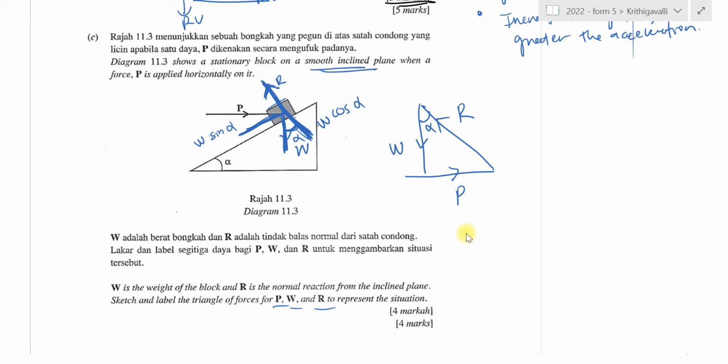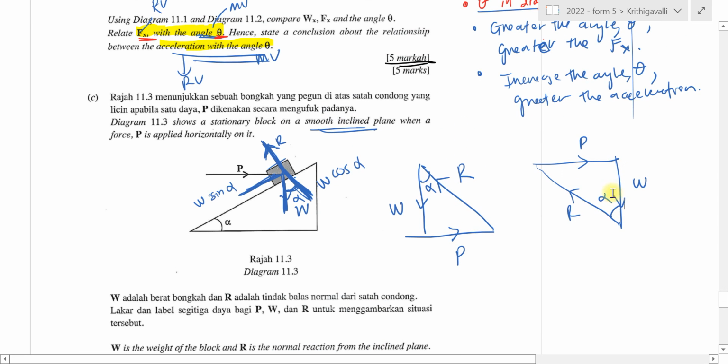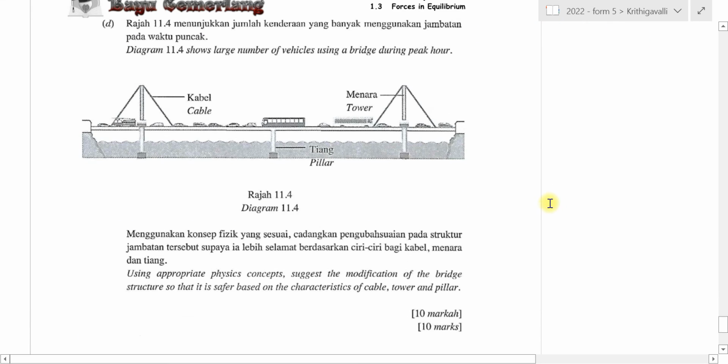Another way of writing this, maybe you put your P here also can. And then the W goes downward, and this is your R going upward. So your theta will be here between R and W. Okay, so that's all. They ask us to sketch and label the triangle of force. Sketch ready everything, angle also labelled. Free format. Now, the next one.